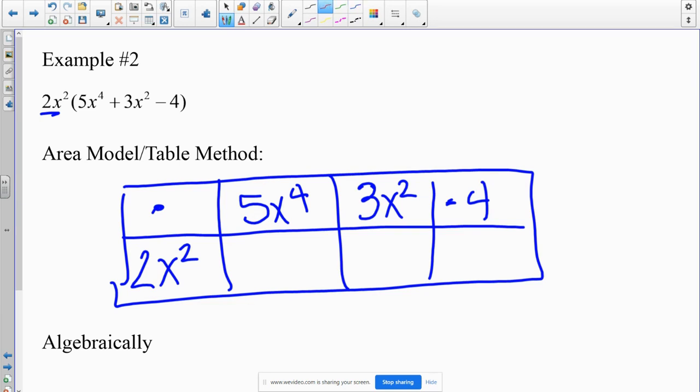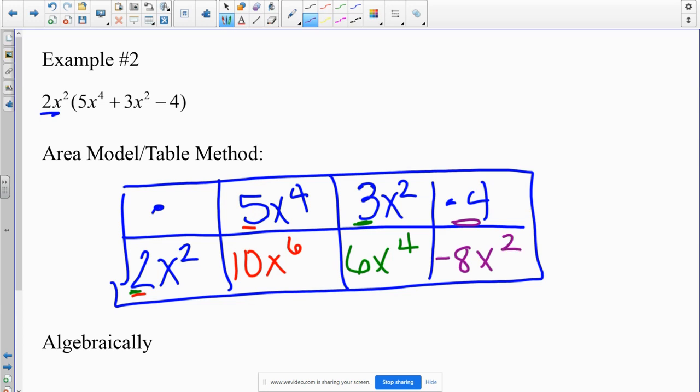And then we go ahead and just find the area. So this is 5x to the fourth times 2x squared. Multiply the coefficients, make 10. And then we're going to add the exponents, which is 4 plus 2 is 6. Next problem, you're going to take 3x squared times 2x squared. 3 times 2 is 6. You're going to add the exponents, which would be x to the fourth power. And that last one, we're going to take negative 4 times 2, which gives you negative 8. And there's no exponents to add, so it's just x to the second power.